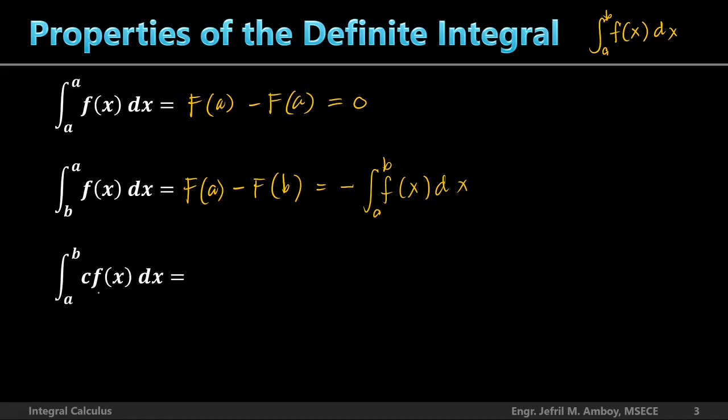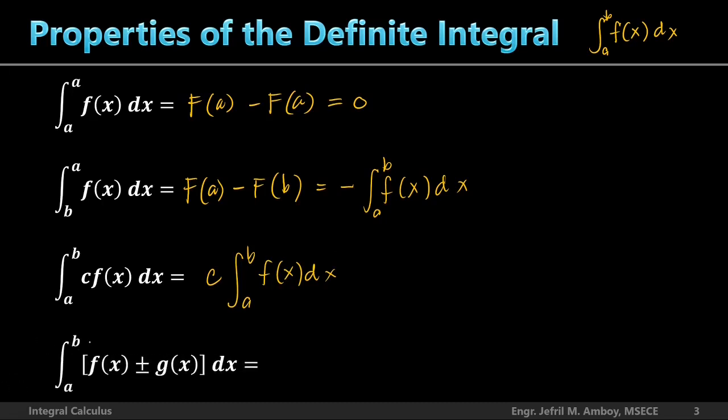Next property. What if may constant? Tapos may multiplier na function. Okay, so if you recall the property of the indefinite integral, sa indefinite integral ito ay ating nilalabas. Right? So, ganun din dito, pwede mo rin siyang ilabas. So, this will be equal to c times the integral from a to b of the same function f of x dx.